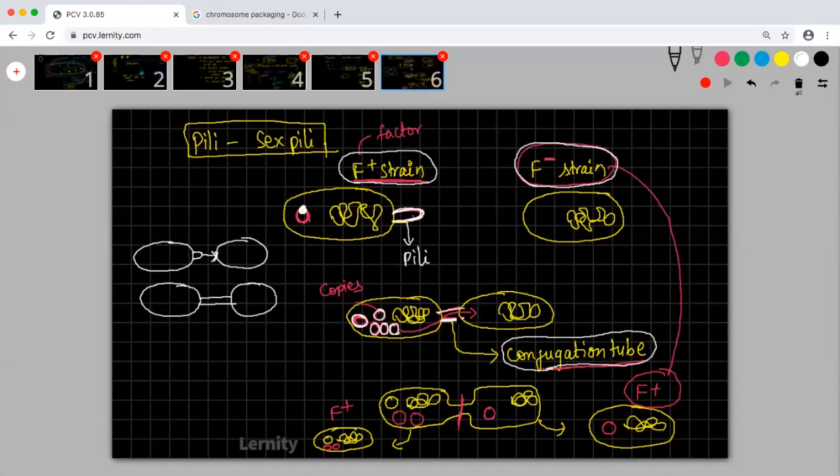It is like a bridge, a bridge through which things can move. So one of the plasmids is moving from here to here. This particular plasmid has produced lots of copies. These are all duplicates or daughter copies. So one of the copies is moving from, let us say this is A cell and this is B cell, from the A cell to B cell, via the conjugation tube.